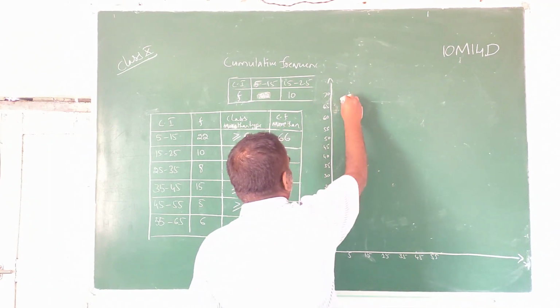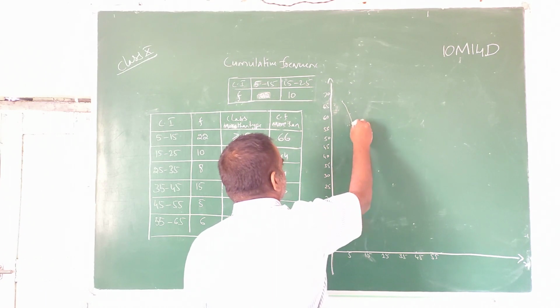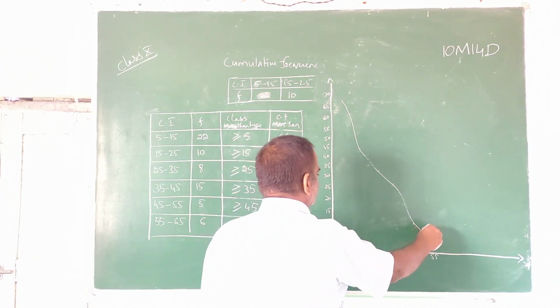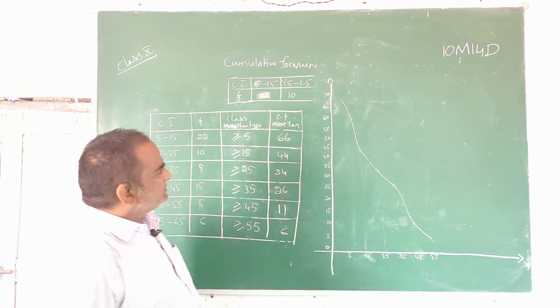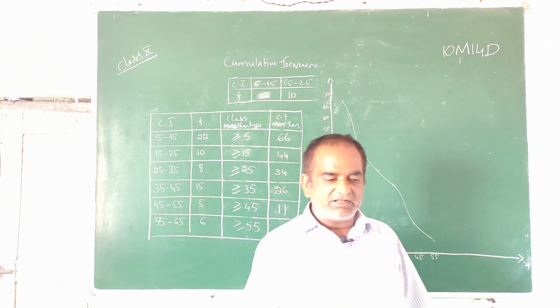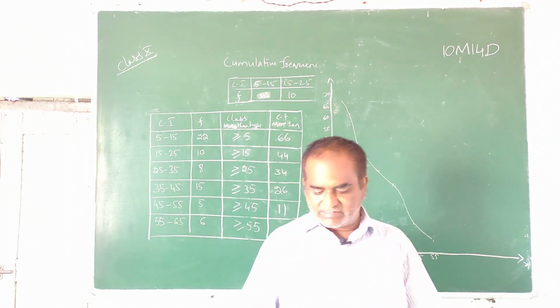Now you have to join all these points with a free-hand curve, so that this is the more than ogive. I think now you understood how to draw the more than ogive and the less than ogive.